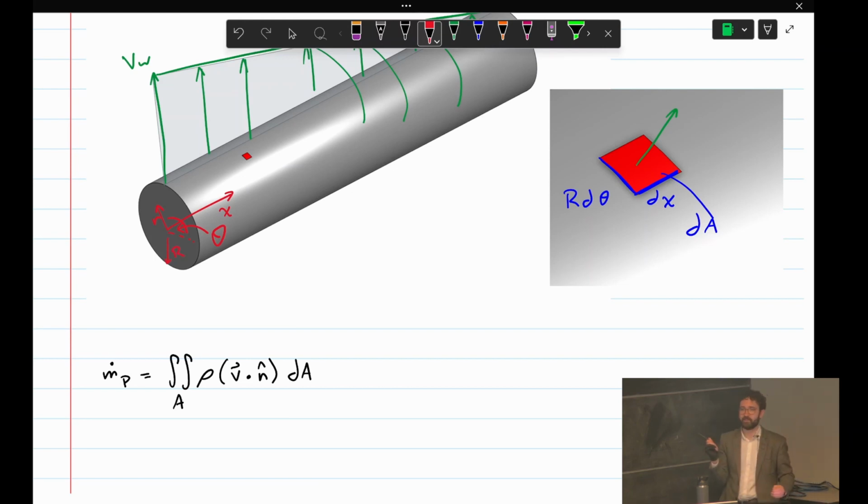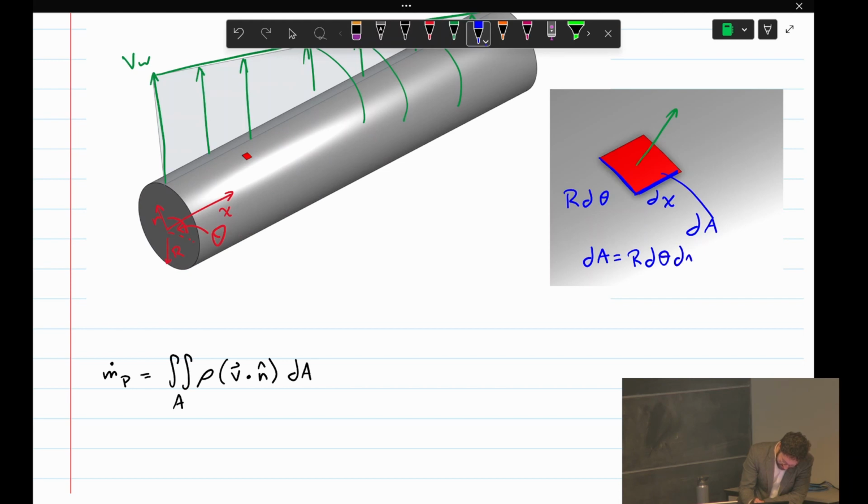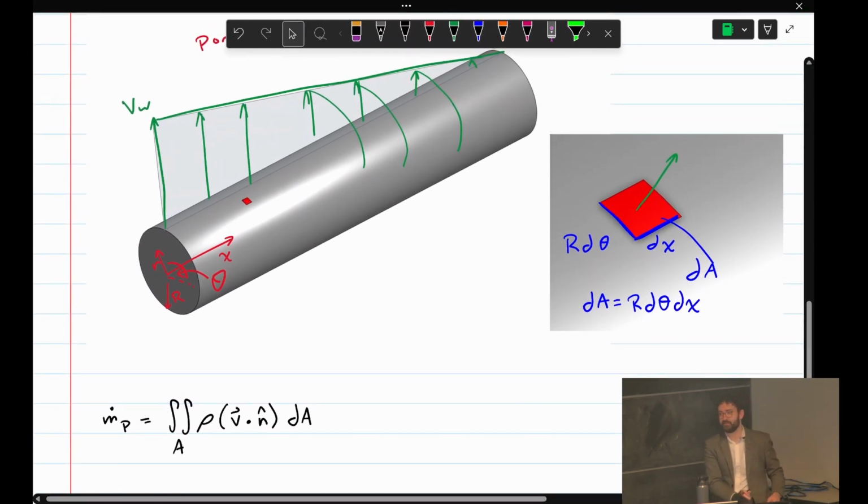So we're integrating along the surface of our control volume. We're not integrating over r, our radial coordinate. We're fixing our radial coordinate at big R, and we're integrating around the outside of our CV. So that's the area that we're doing. So we get dA is R d theta dx.